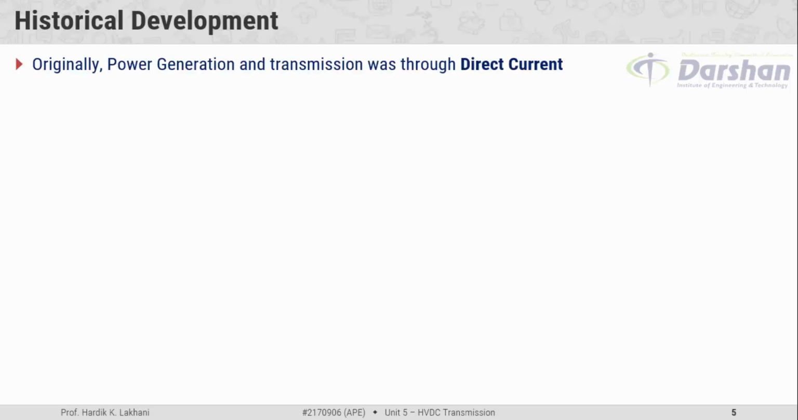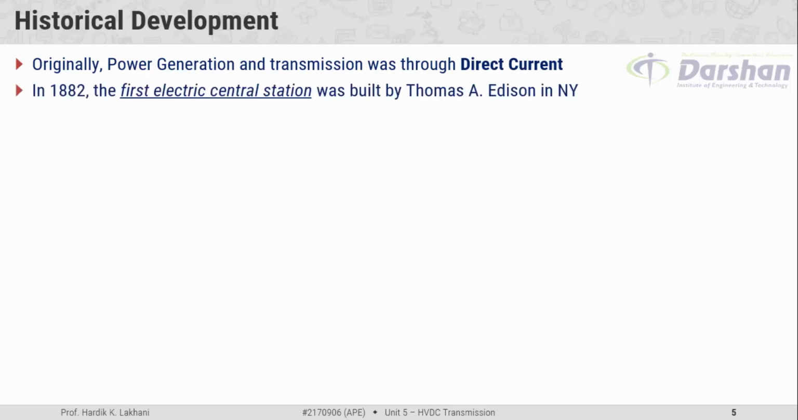Originally, the power generation and the transmission was carried out through the direct current. In 1882, the first electric central station was built by Thomas Alva Edison in the New York State, which was capable of supplying DC at 110 volt.